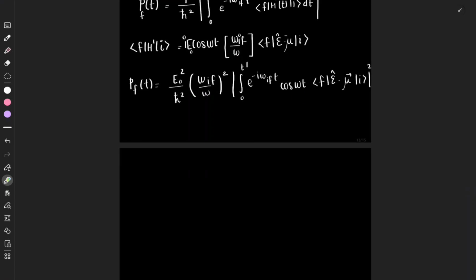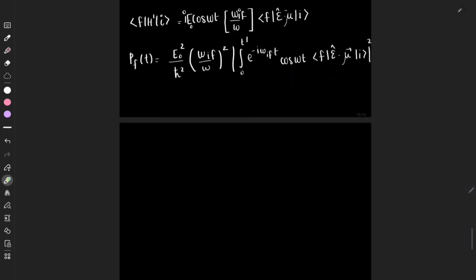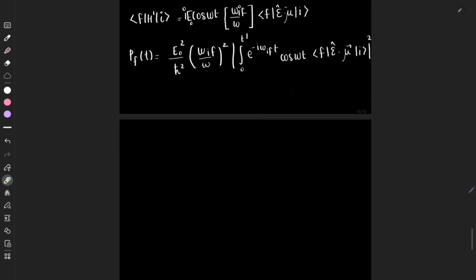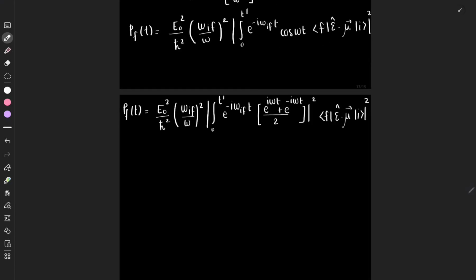And now what you're going to do is substitute cos omega t to be 1 by 2 times e raised to i omega t plus e raised to minus i omega t. That substitution you have to do, and then again solve it. It's just a simple substitution.